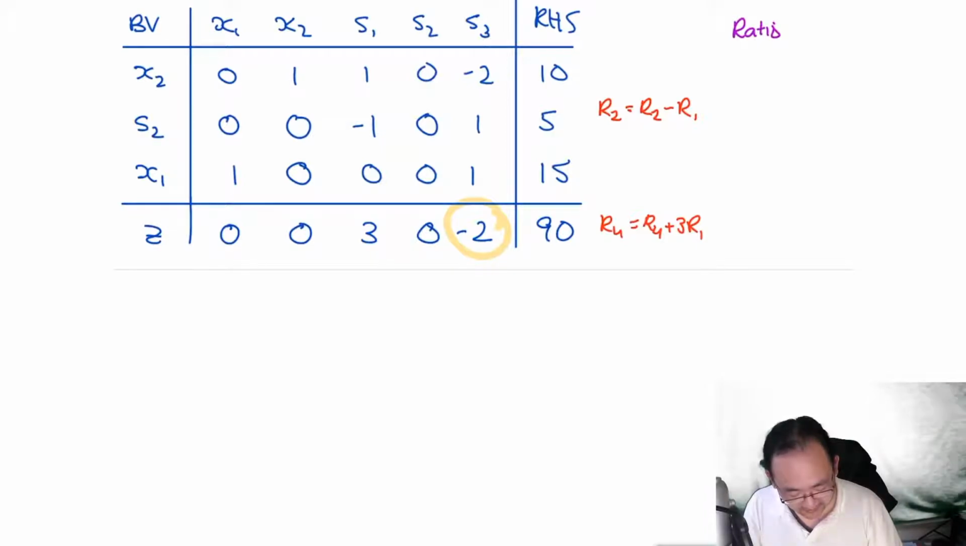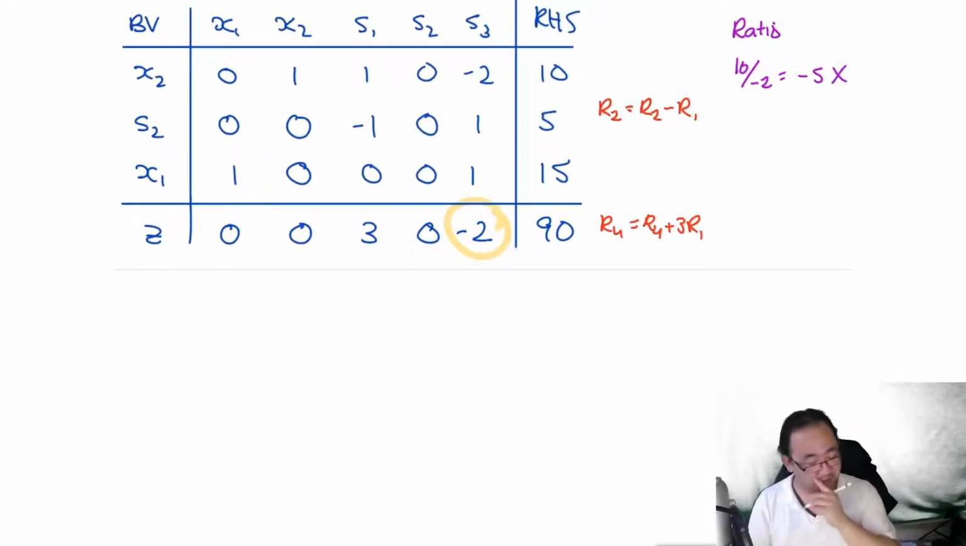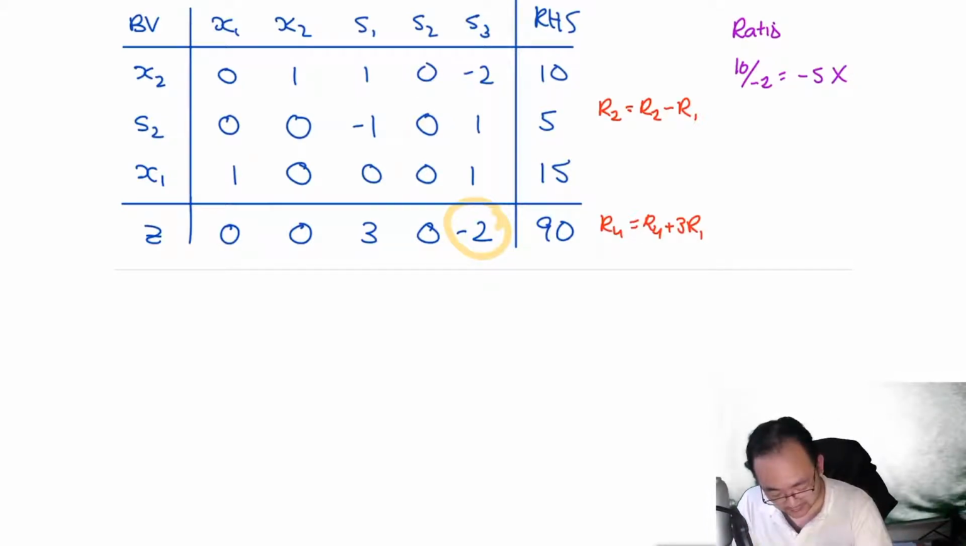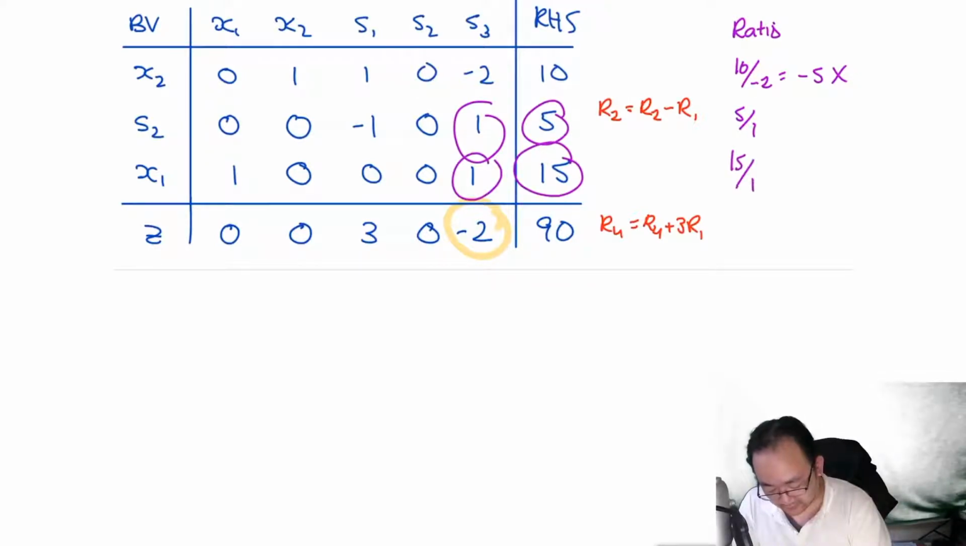So now, by the ratio test, we have 10 divided by minus 2, which is minus 5. It's a negative, and we only want positive ratios, so we don't need to worry about that. And then the other ratios, we've got 5 divided by 1, which is 5, and the last one is 15 divided by 1, which is 15.